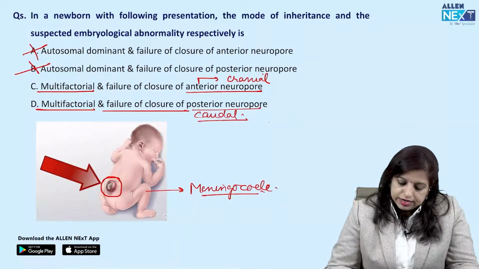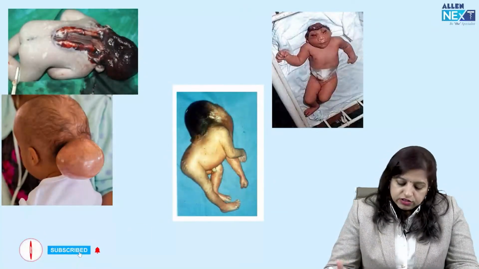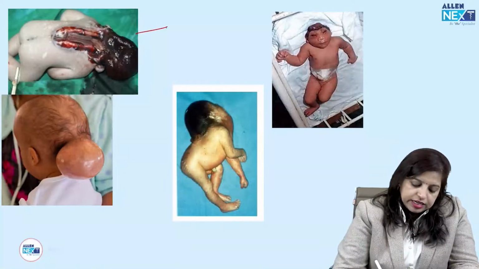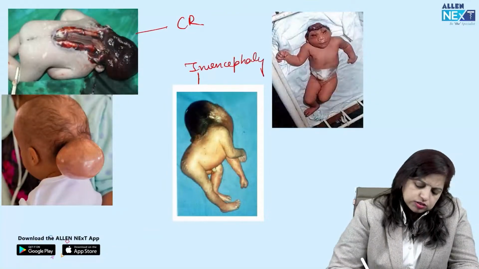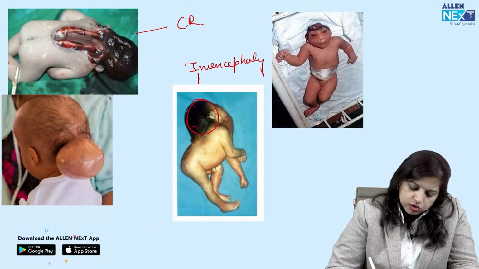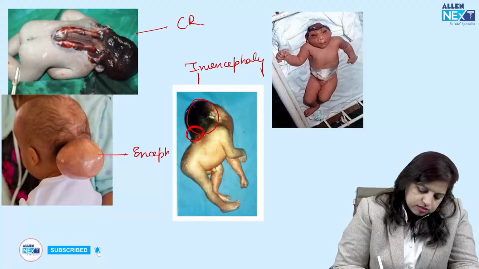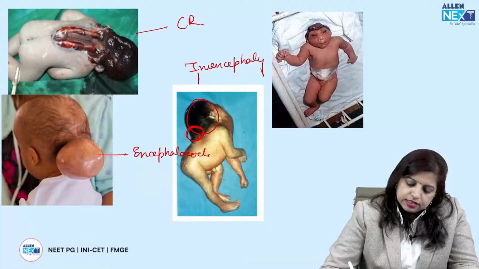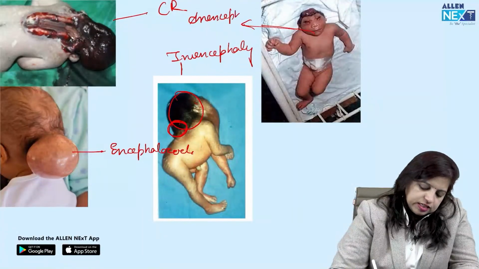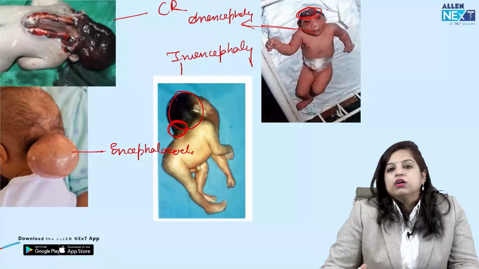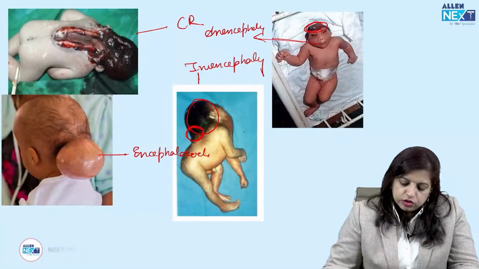I hope this is clear to you. Now, let us diagnose all these kind of pics which come in your exam. So, this is craniorachisis. We know this. This is iniencephaly. How do you diagnose this? Extreme retroflexion of the head along with the encephalocele is there. This is straight away your encephalocele, right? And this is very, very commonly seen neural tube defect, anencephaly, where you can see there is complete absence of the brain tissue, right?